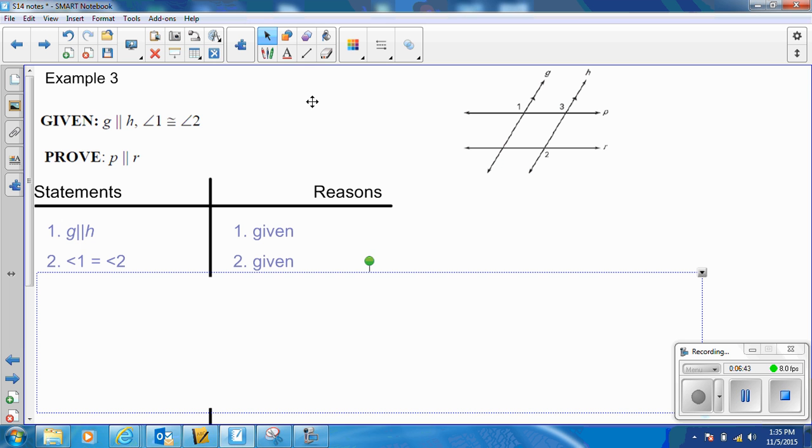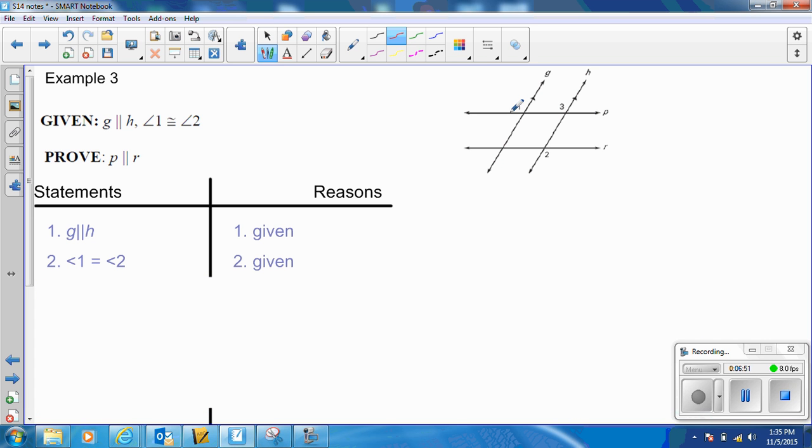My last example. Line G is parallel to line H, and I know angle 1 and angle 2 are congruent to each other. Go ahead and mark that. Okay, well, let's use that line G and line H are parallel to each other.